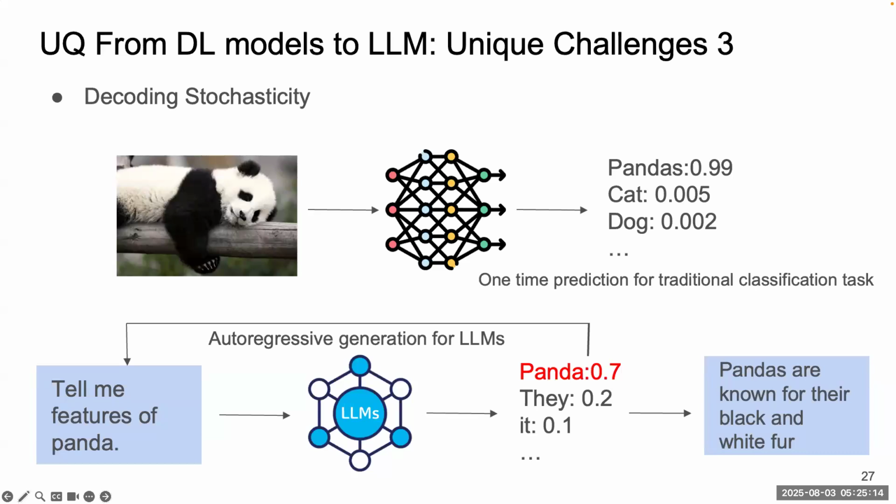Here in the very first token, the model considers panda with 0.7 probability, and then 0.2, and 0.1. It then picks panda, and that chosen word becomes part of the input. This inherent randomness, or stochasticity, in the decoding process is a major challenge for autoregressive models when making predictions.